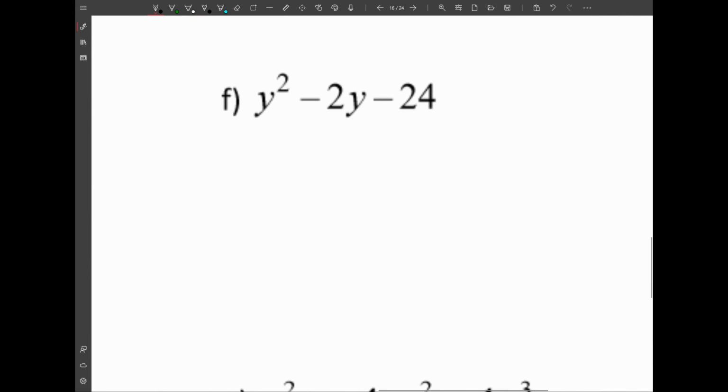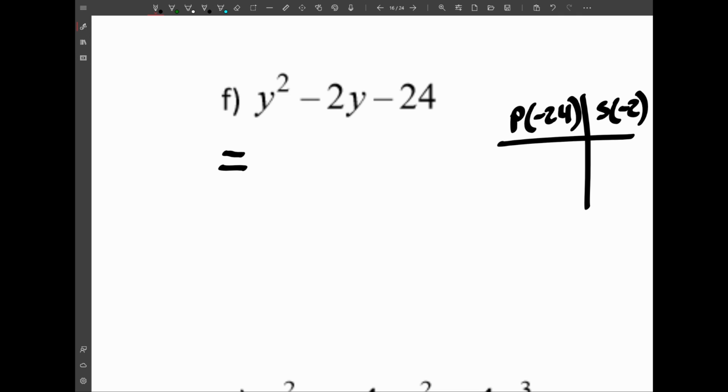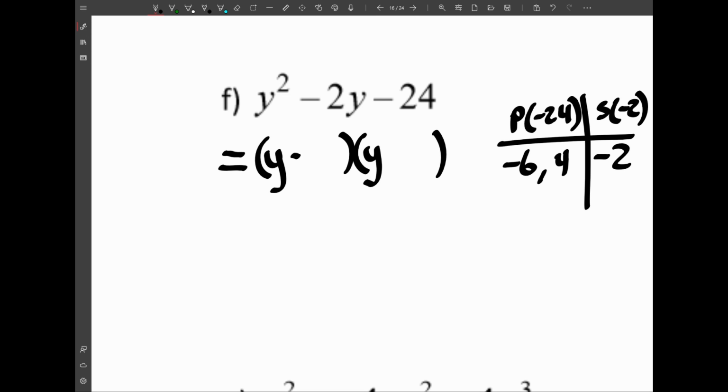Next, y squared minus 2y minus 24. Hey, there's nothing common here. Sometimes there's no common factor to do first. You should always check, though. Is it there in this case? No. So we can jump straight to a product of negative 24 and a sum of negative 2. When we work that one out, we get negative 6 and 4 will give us a sum of negative 2 and a product of negative 24. Bracket, bracket, bracket, bracket, y, and we have y minus 6 and y plus 4.